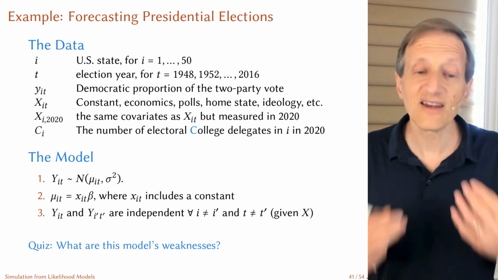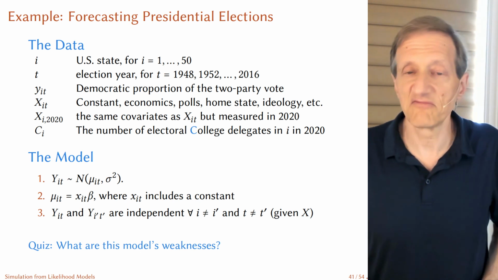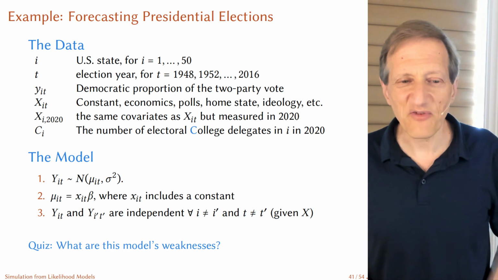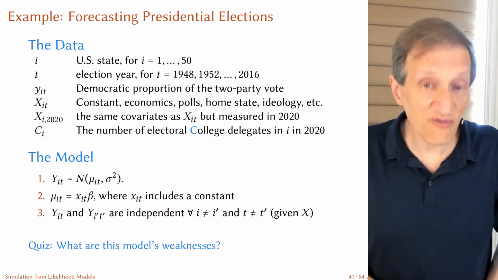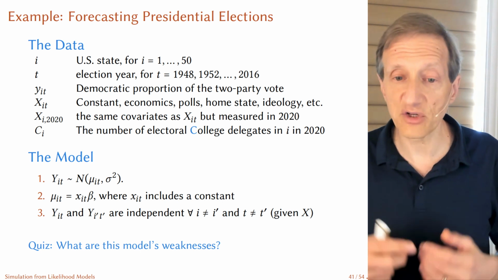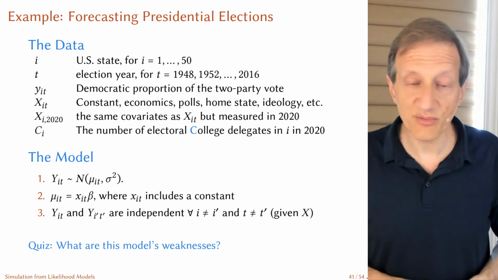Okay, here's what occurs to me. Okay, so y might not be normal. I mean, normal is just an assumption, right? I mean, who knows? In fact, y isn't normal for sure because y is the Democratic proportion of the two-party vote ranging from 0 to 1, and the normal distribution is unbounded.